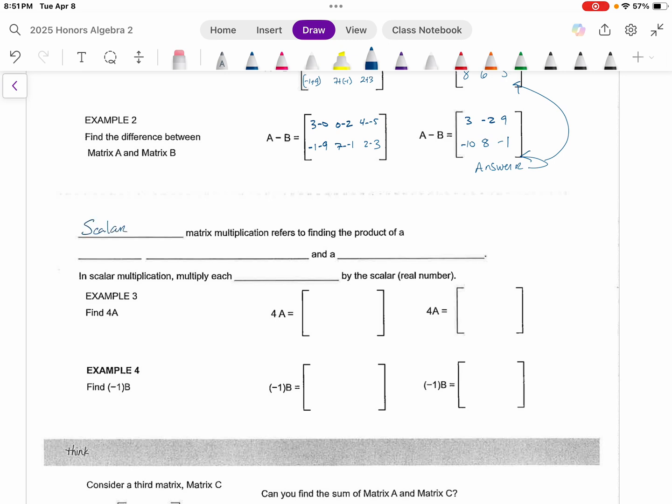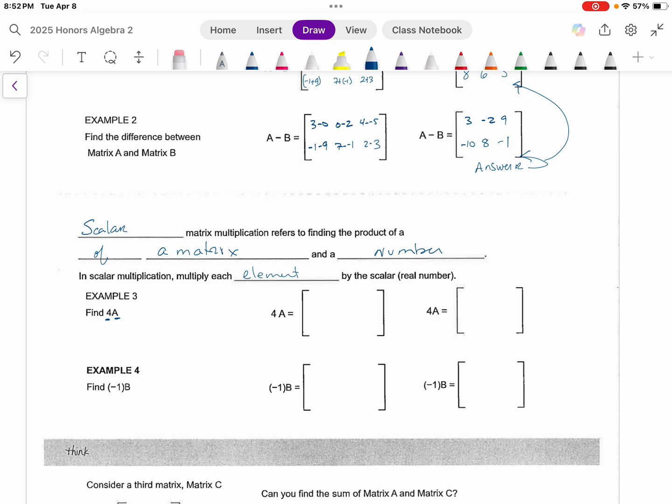Scalar matrix multiplication refers to finding the product of a matrix and a number. In scalar multiplication, multiply each element by the scalar. Typically, the way we see it arranged is we see a coefficient on the matrix letter.